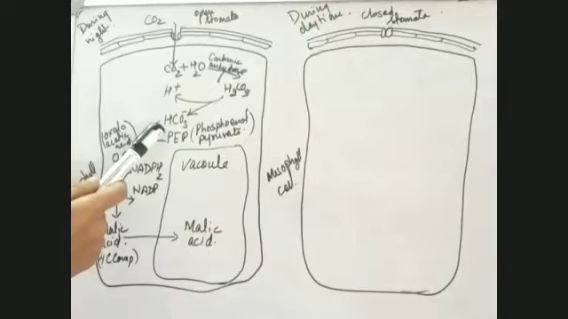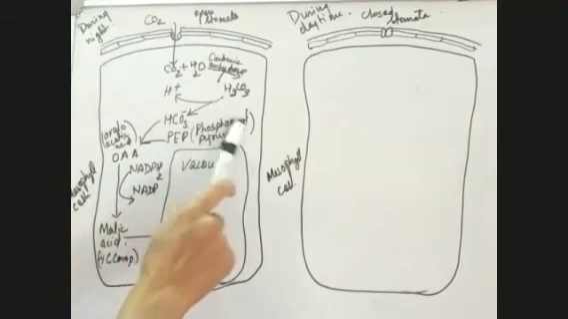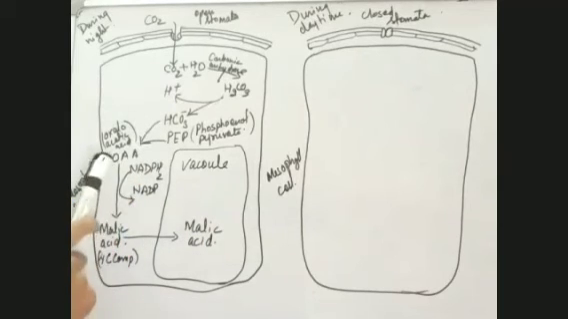Hydrogen ion and bicarbonate ion. This bicarbonate ion is accepted by the primary acceptor PEP, phosphoenol pyruvate. When they combine, they form oxaloacetic acid, which is OAA. This oxaloacetic acid utilizes a high energy compound, which is NADPH2, and after utilizing it forms malic acid.